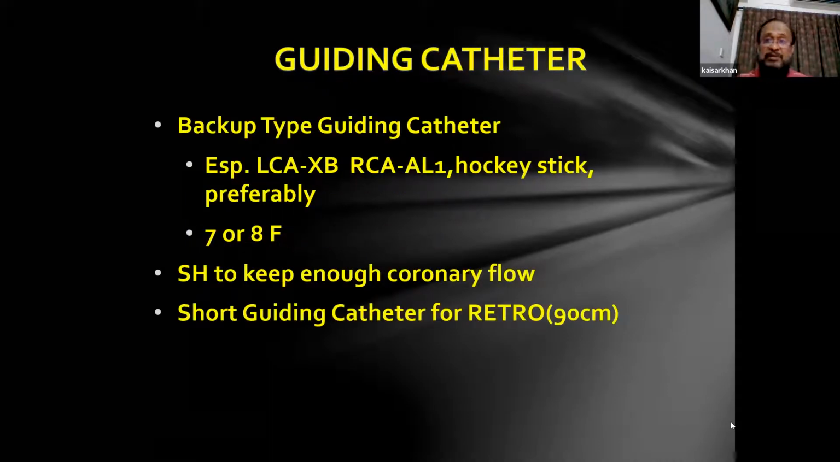And for guide catheter type, you have to use a backup type of guide catheter, which gives strong support, especially for left XB, for RCA like L1, hockey stick, or L.75, and take a bigger lumen catheter like 7 French, 8 French, and sometimes keep a side hole in the catheter to keep enough coronary flow. And of course, remember, when you're doing retrograde, you need a short guide catheter. In our country, the 90 centimeter catheter is not available, so you have to cut it and make a short guide catheter by using the lower French Cordis sheath.